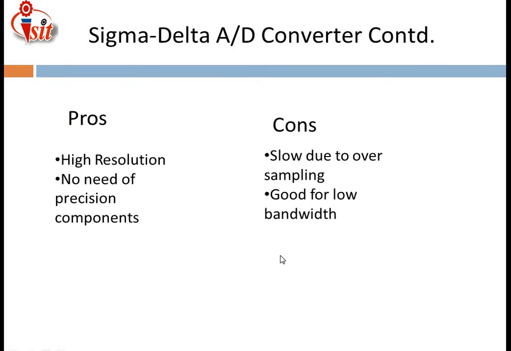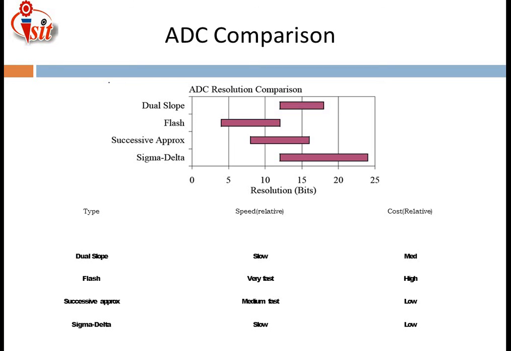Then the conditions for sigma delta analog to digital converters are, first, high resolution and no need of a precision comparator. Continuing along with this, it is slow due to oversampling and good for low bandwidth. And this is the analog to digital converter comparison.